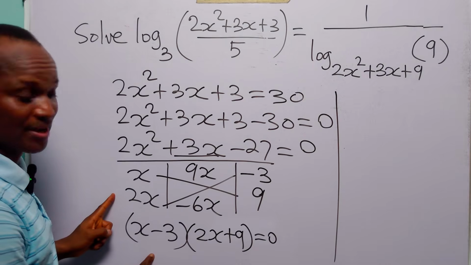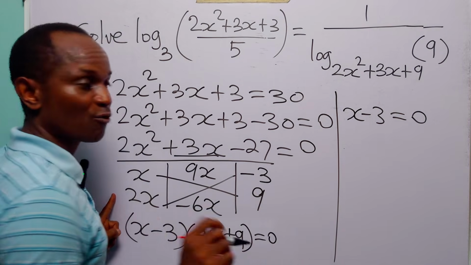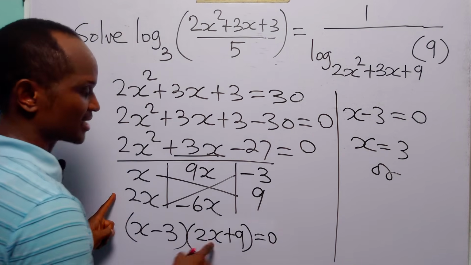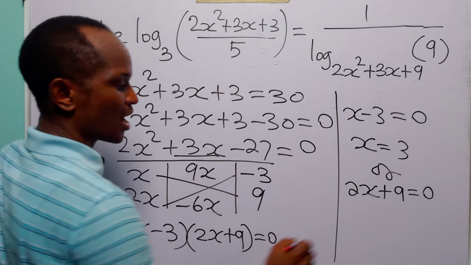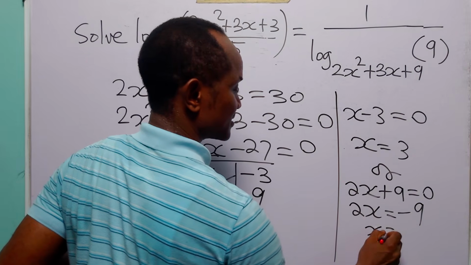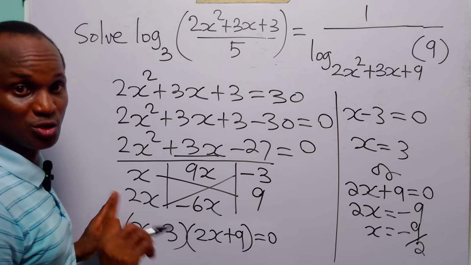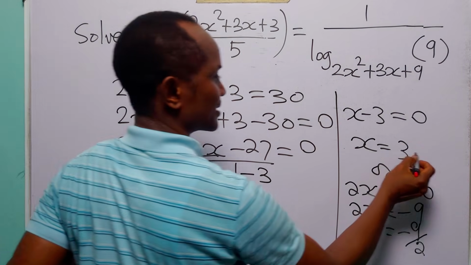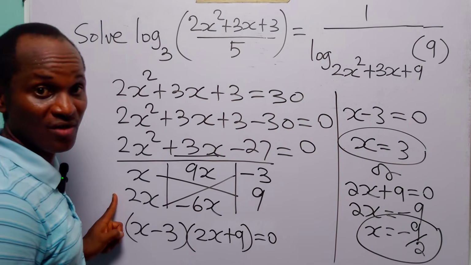And once more, from here we have that either x minus 3 is equal to 0, from where we have that x is equal to 3, or 2x plus 9 is equal to 0, from where we have that 2x is equal to minus 9 and x is equal to minus 9 over 2. So the two values of x that satisfy this logarithmic equation are x equal to 3 and x equal to minus 9 over 2.